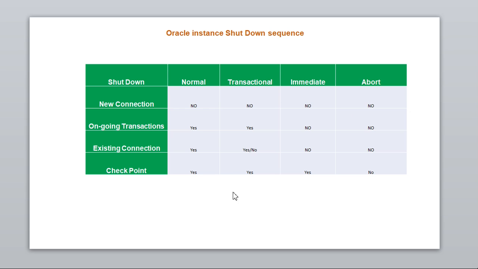The third one is the shutdown sequence. If someone asks, if you take the instance abort, whether the checkpoint occurred or not, these are all logical questions, right? During that time maybe you get confused. It's a simple basic question, but you can get confused. So based on this table, I tried to explain all the connections. For example, during checkpoint time, if you're taking the instance shutdown immediate, whether the existing connection will be allowed or not. These are all logical questions which I tried to cover.